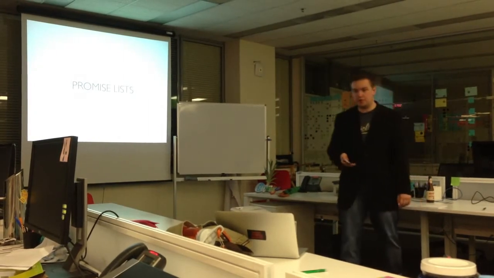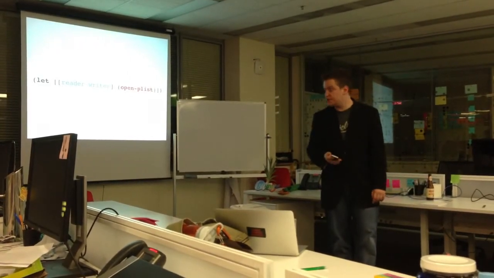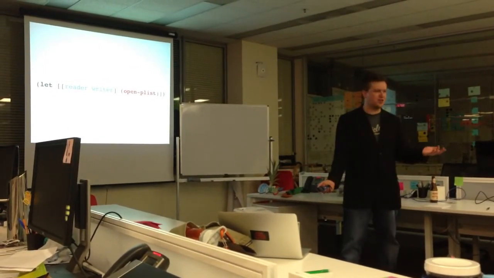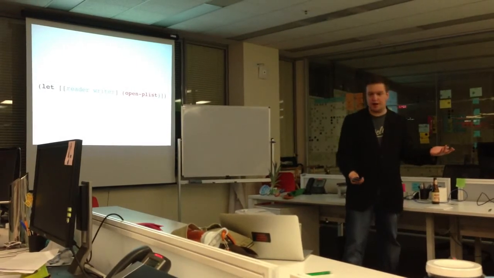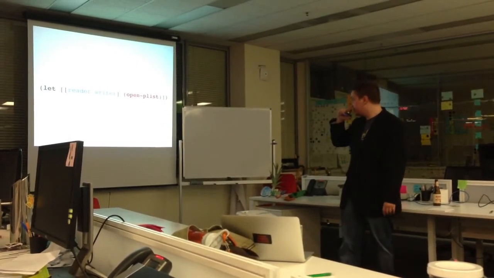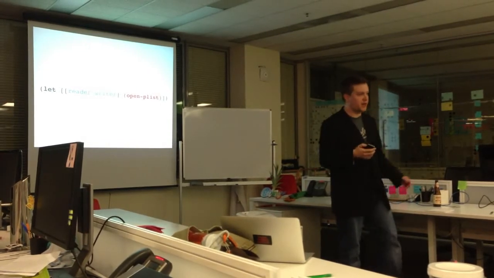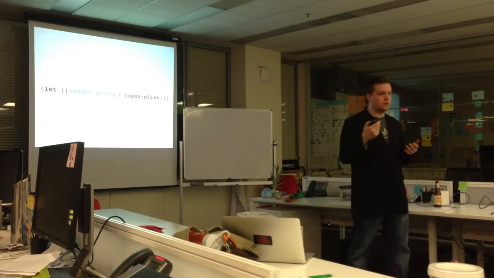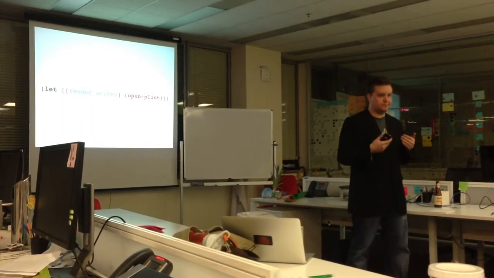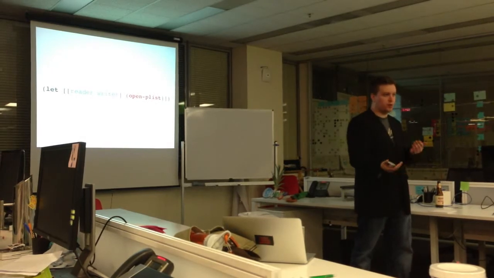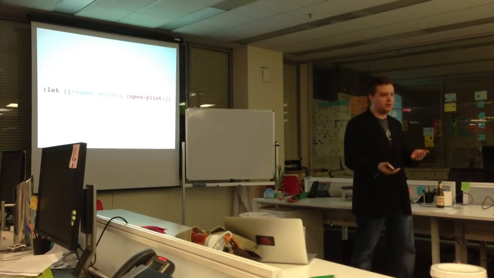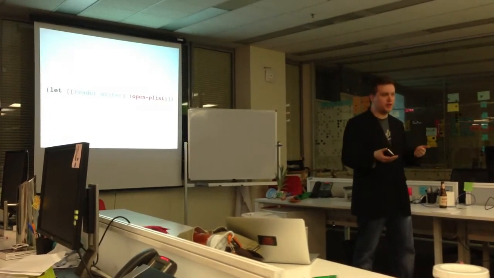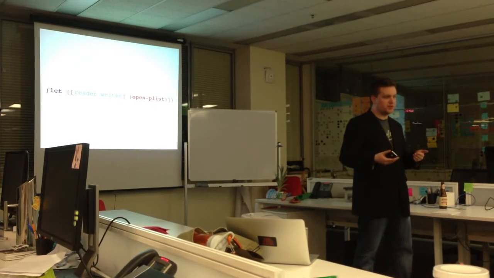So I'll kind of go through my code here. This is an example of some usages of promise lists, showing how you interact with them. I've defined a function open plist that returns back a pair: a reader and a writer. The reader is a purely functional view of all of the events that will ever happen. It's impossible to ever call a function on the reader and get different responses out.